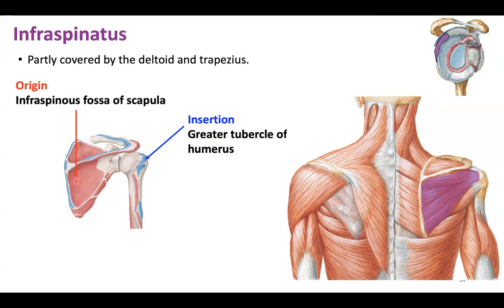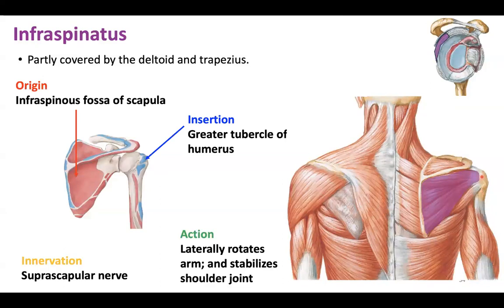This muscle runs on the posterior aspect of the shoulder joint. So when this muscle contracts, it will laterally rotate the humerus. Its main action is lateral rotation of the humerus. In addition, since it surrounds the joint, it stabilizes the shoulder joint. And it's innervated by the suprascapular nerve. So both supraspinatus and infraspinatus are innervated by the suprascapular nerve, a branch from the brachial plexus.